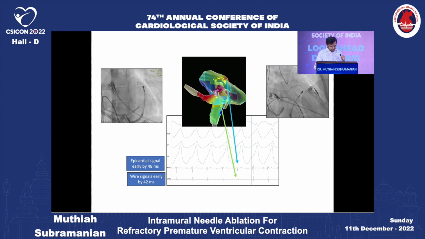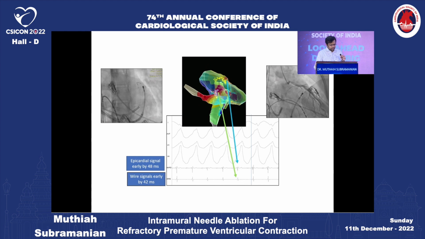What you see here are the signals on the epicardial catheter, on the map distal, and there's a small signal underneath that is a wire signal. So you will have different electrograms on your wire signal, and it allows you to localize where you want to deliver the ablation. This is the mapping that was done in the coronary veins.